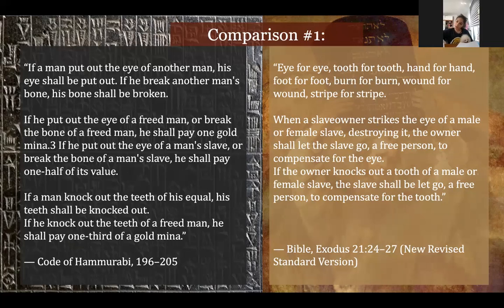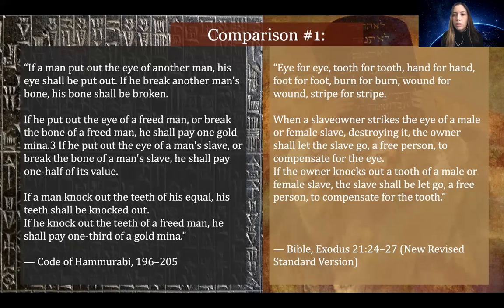If he put out the eye of a freedman or break the bone of a freedman, he shall pay 1 gold mina. So again, they pay. Exactly. But if it's a slave, he shall pay 1/2 of the value. Exactly. All right. So again, the Hammurabi Code mentions punishments based on social class.